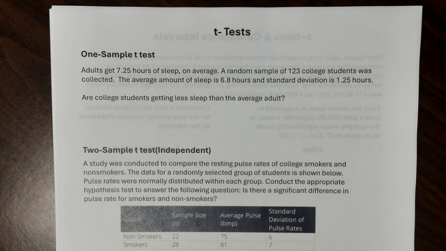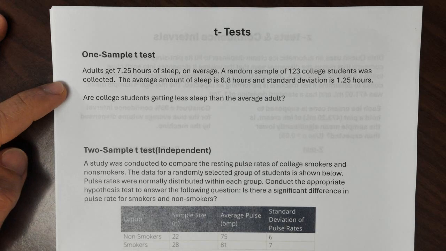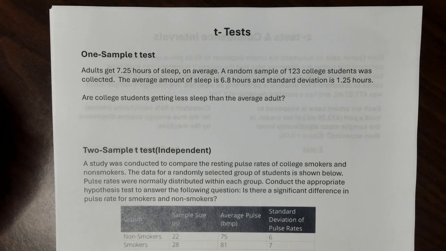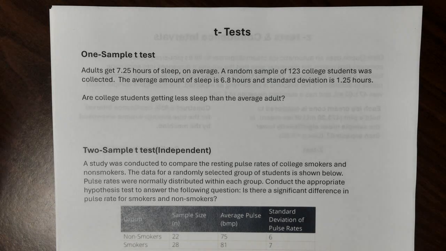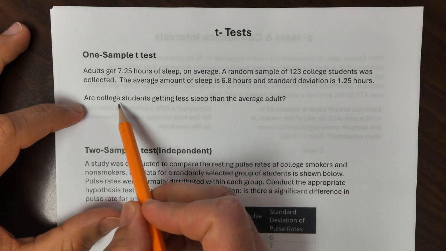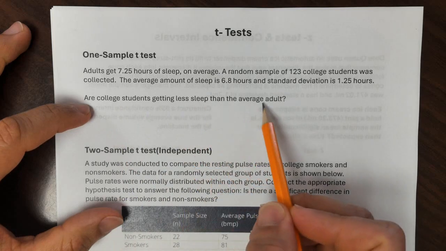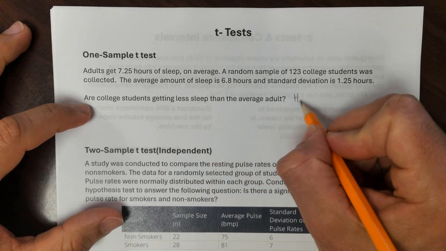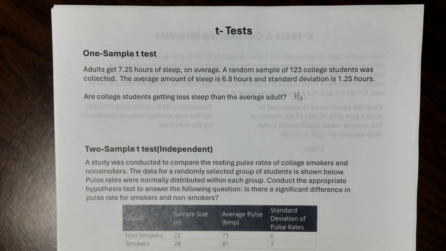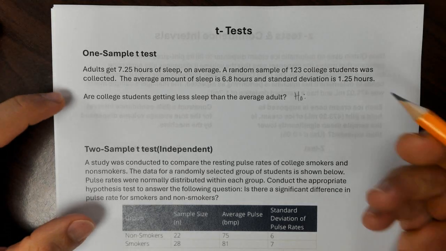So for this one, the one sample t-test, we're using one sample and comparing it to a population, right? Because we don't know the population standard deviation, we use a t-test. In this scenario, we're looking at: are the students getting less sleep than the average adult? So the null is going to be that they get the same amount of sleep, and you can write that with words or with symbols, right?